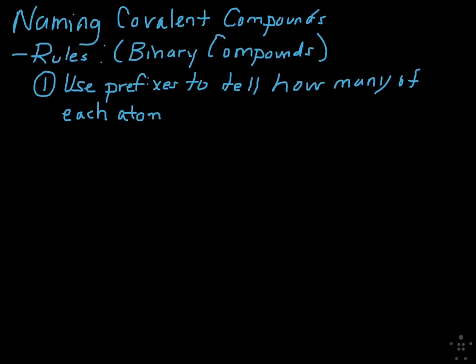Okay, everyone. This is your chemical bonding video number 4. And now that we know how to determine what kinds of bonds a molecular compound has, whether they're single, double, triple, or a combination, we now need to figure out how to name covalent compounds and determine the formulas based on the names. So, in order to name covalent compounds, the rules for binary compounds, which means they just consist of 2 atoms, the first rule is that you use prefixes to tell how many of each atom there are in the compound.